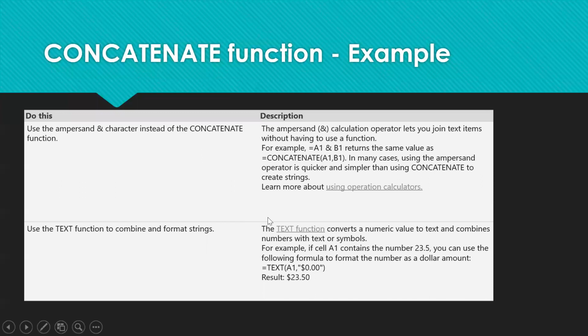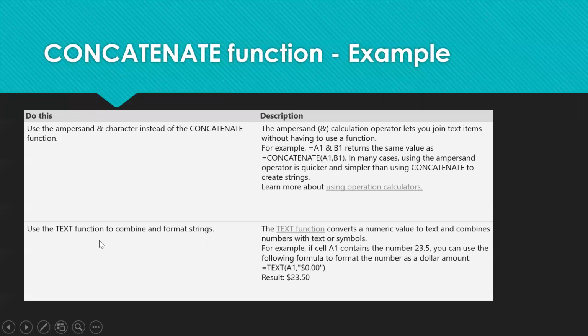So use ampersand characters instead of the concatenate function. The ampersand calculation operator lets you join text items without having to use a function. If we start with A1 and B1, it returns the same value as concatenate A1 comma B1. That's what I explained to you. So that is how to use ampersand instead of the concatenate function. In many cases, using the ampersand operator is quicker and simpler than using concatenate to create strings.